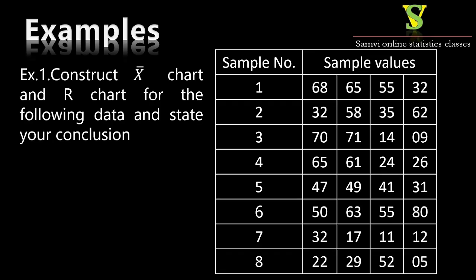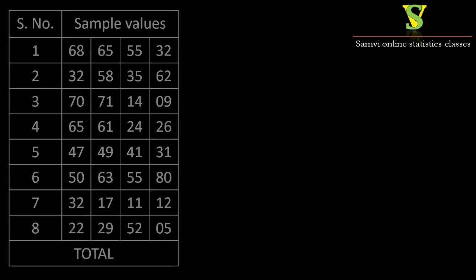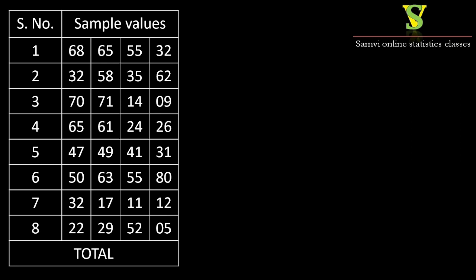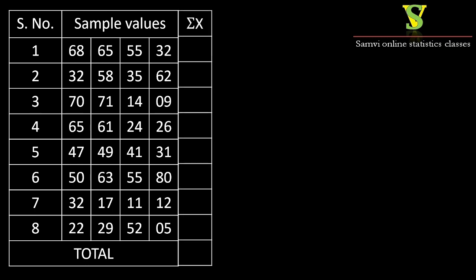Example 1. Construct X bar chart and R chart for the following data and state your conclusion. So if you want to simplify this, first you have to construct the table, writing first whatever values are given. Then find out the summation of X, that means the total of each row.